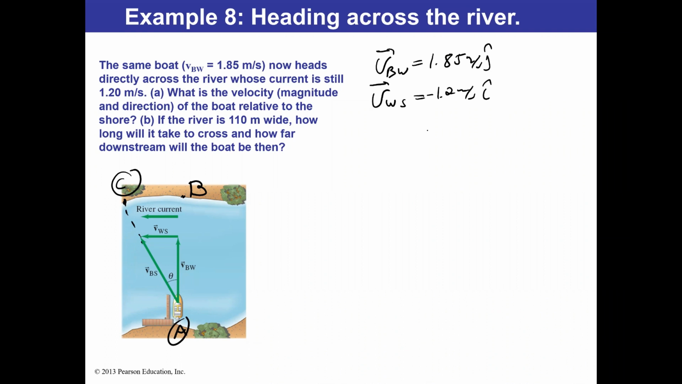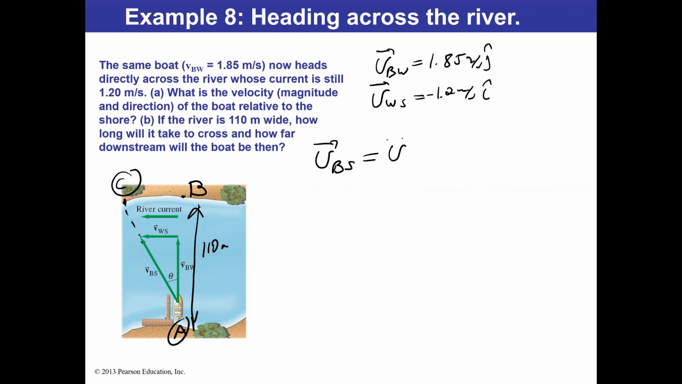And what we want to know here is, let's say we're given that the river is 110 meters wide. That means this distance here is 110 meters. So here's what we do. For this problem, we basically approach it the same way. We want to know the velocity of the boat relative to the shore.